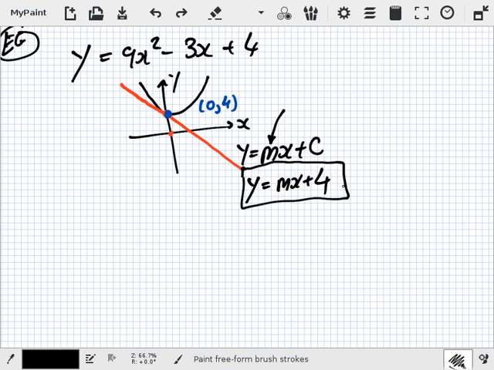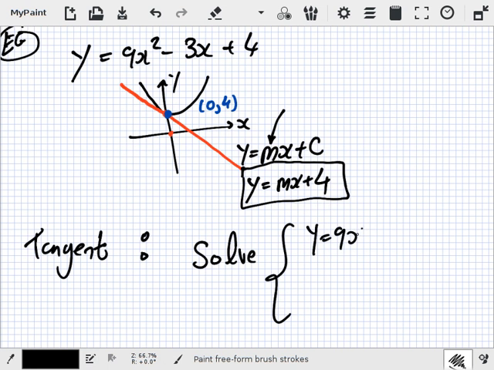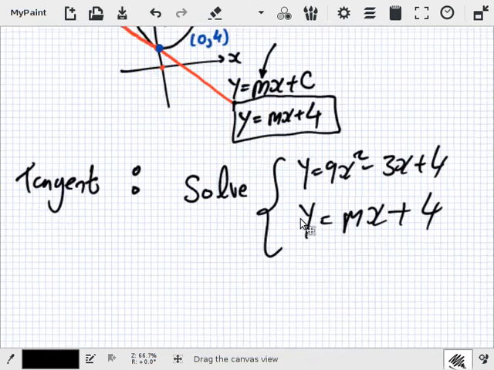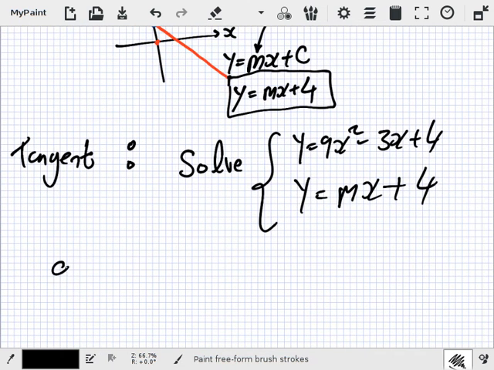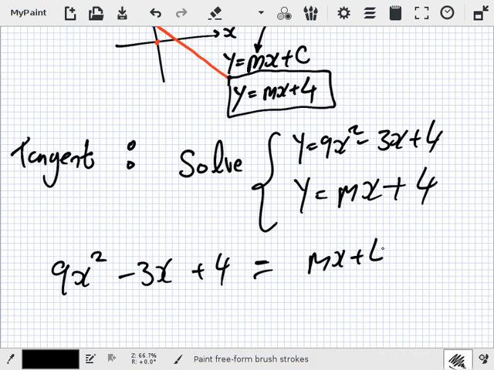So the trick here is, because it's a tangent line, you know that if you were to solve this equation together with this equation, how many solutions should you have? One. You should have one. Well, let's solve it. So you have 9x squared minus 3x plus 4 should equal mx plus 4. This should have one solution.